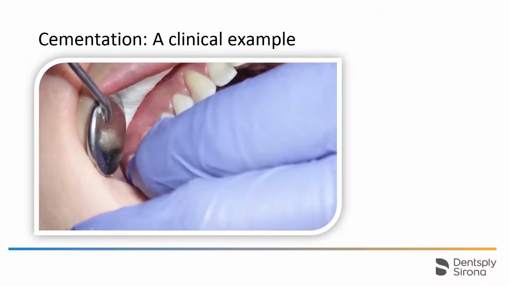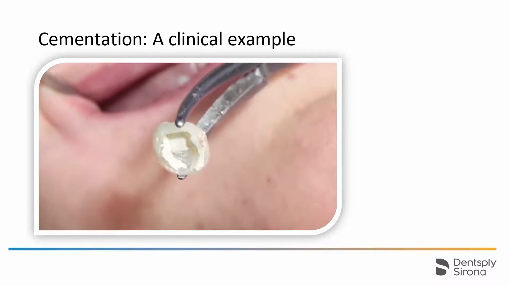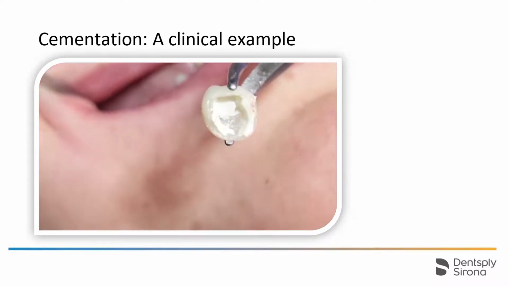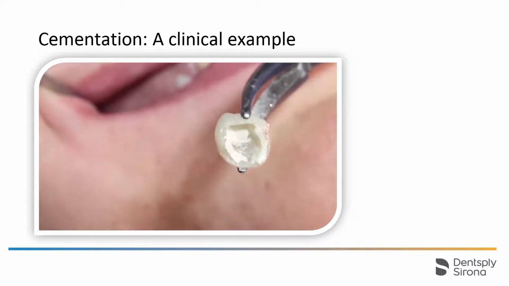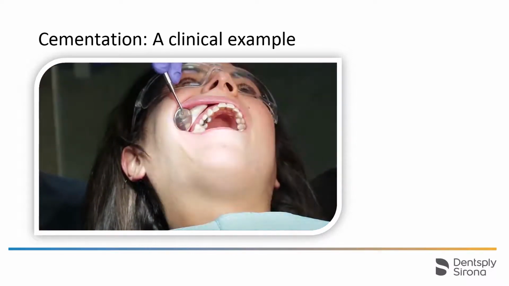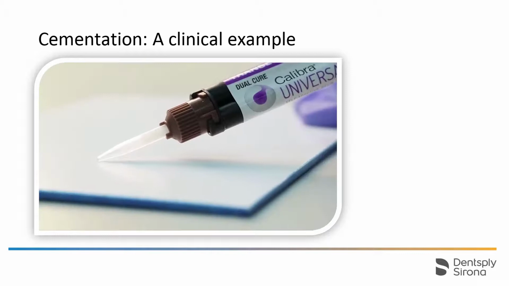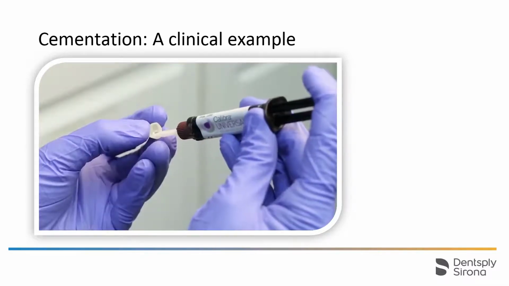First, the provisional crown is removed. Much of the cement remains inside the provisional, which facilitates cleaning of the prepared tooth. After ensuring proper fit and occlusion, Calibra PBuniversal is applied to the entire internal surface of the final full ceramic crown.